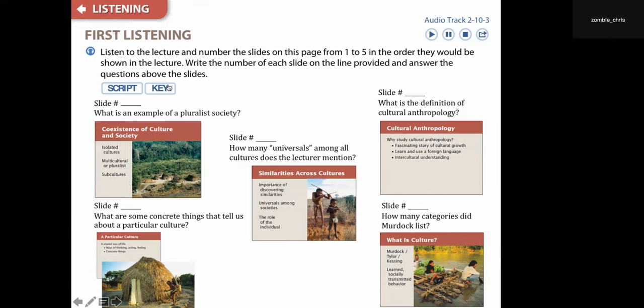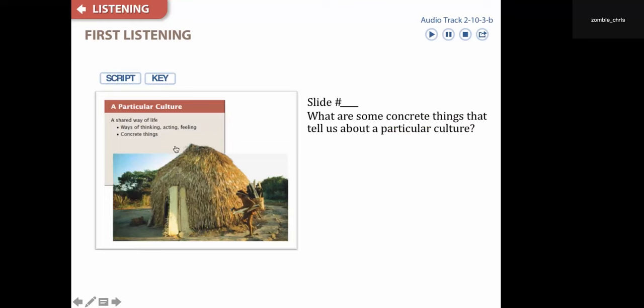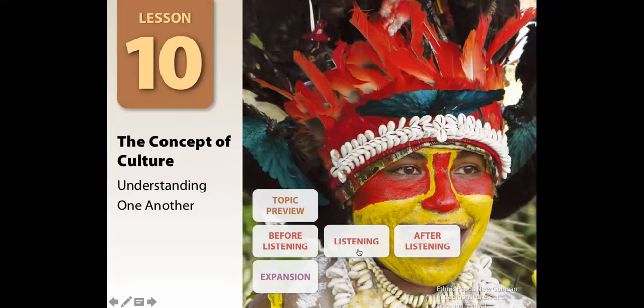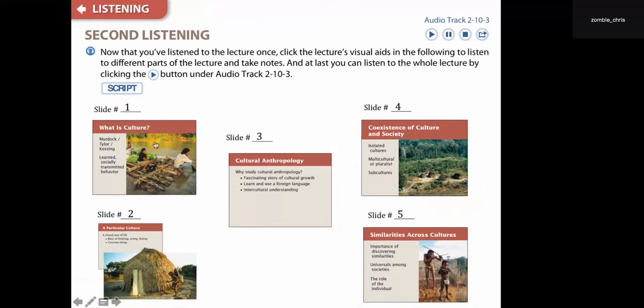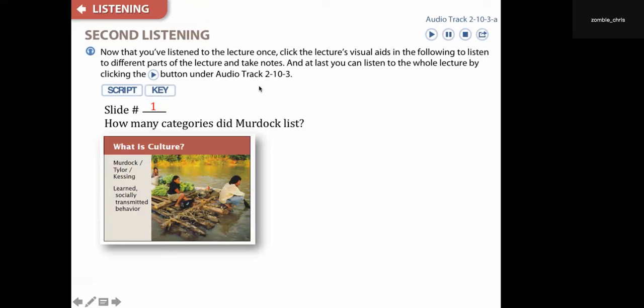Okay, so let's see if I can show you these slides, if this PPT will behave itself. So we should have slide number one, what is culture? Slide number two, what are some concrete things about popular culture for a particular culture, then? Shared way of life, thinking, etc. Three, cultural anthropology. Four, coexistence of culture and society. And slide number five, how many universals among cultures does the lecturer mention? Similarities across cultures. Okay, they're all in order now. So one, two, three, four, and five. So we'll move on to the individual questions now. So how many categories did Murdoch list? That's something we need to listen out for.